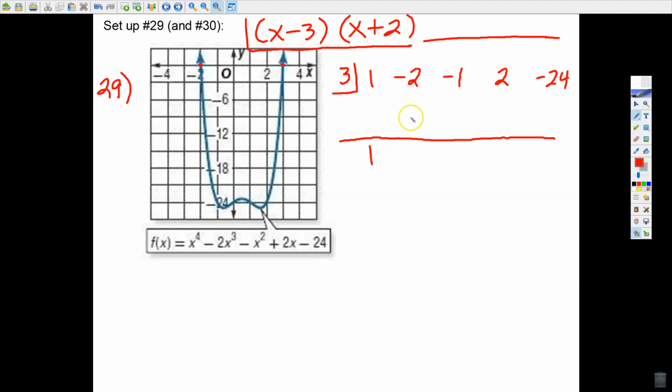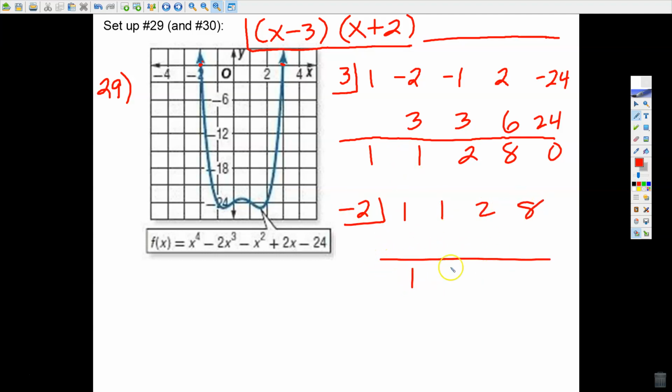We bring down the 1, and we got 1, 3, and 2, 6, and 8, 24, and 0. All right, so now I'm going to use synthetic division again with -2 with these numbers. And I should get 0 again. Well, let's see, -2, -1, that's 2, that should be 4, -8, and 0.